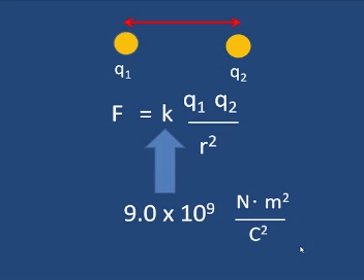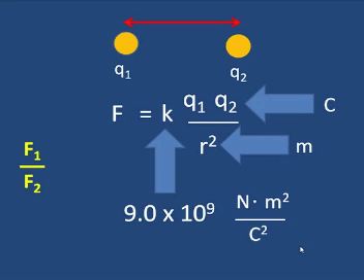Q is measured in coulombs, or often microcoulombs, and r is the distance. But I would suggest that most of your questions would end up being F1 over F2 is d2 squared over d1 squared. You would use ratios.